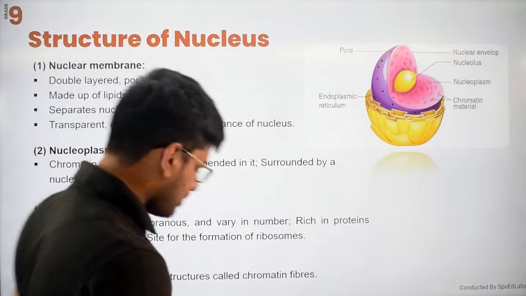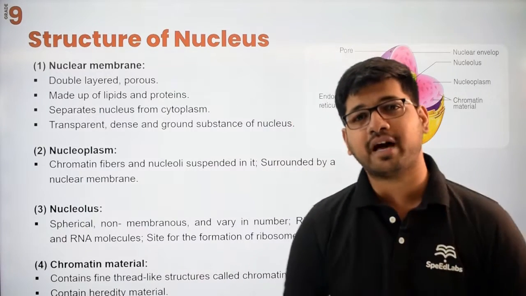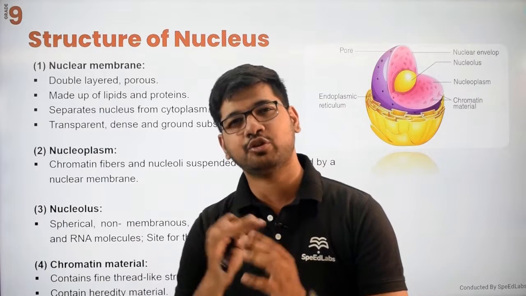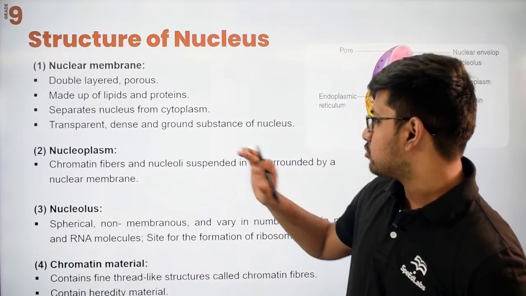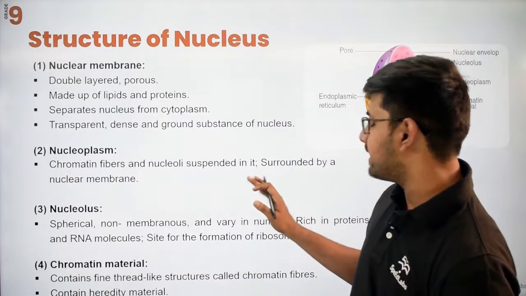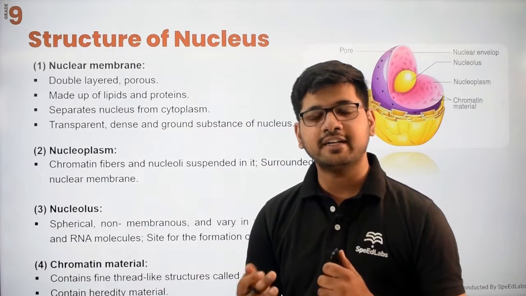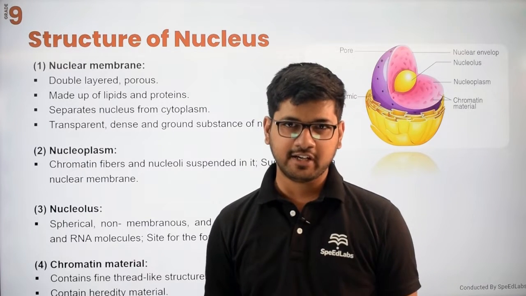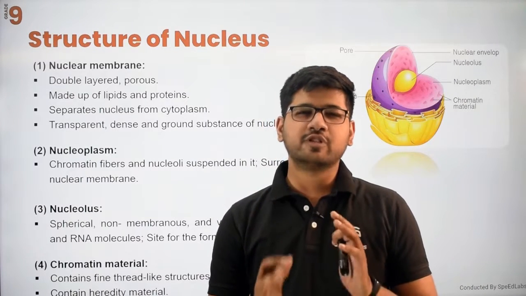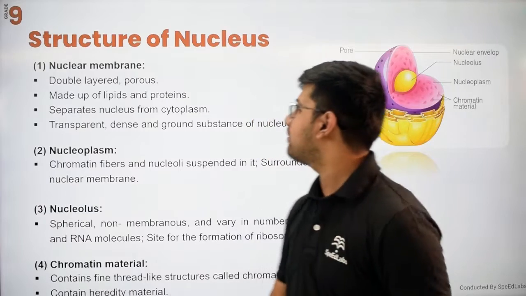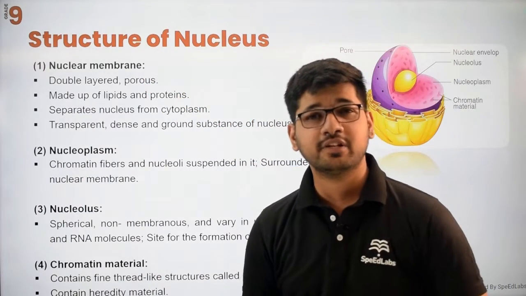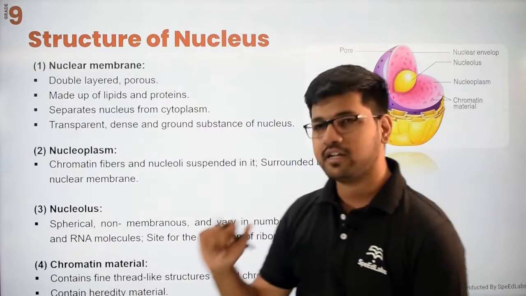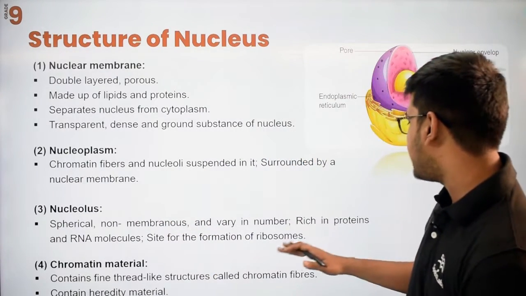Okay, if I talk about the second part, that is nucleoplasm. Nucleo means nucleus, plasm means fluid, that is nucleus fluid. Okay, so there are chromatin fibers and nucleoli that are mainly suspended in it in a wavy pattern arrangement, and it is surrounded by the nuclear membrane. Okay, it is slightly viscous or slightly flowy in comparison with the nuclear membrane. The third part is the nucleolus, which is spherical, non-membranous and varies in number.